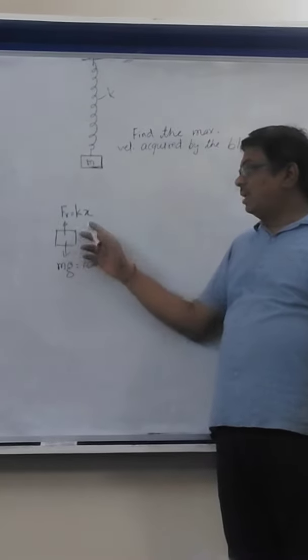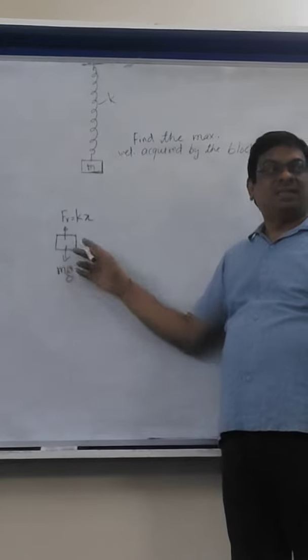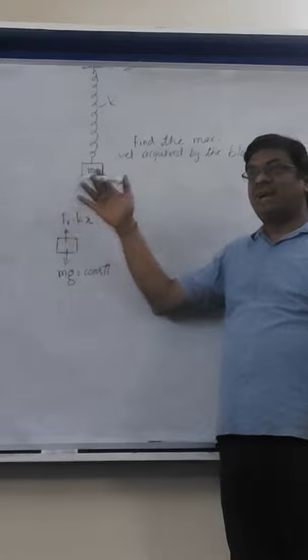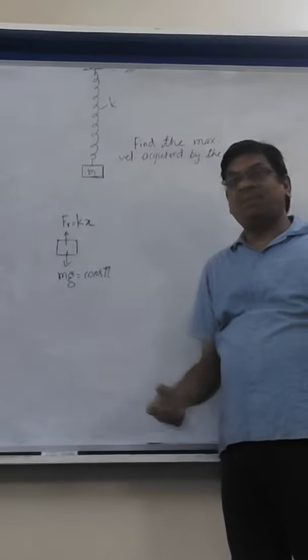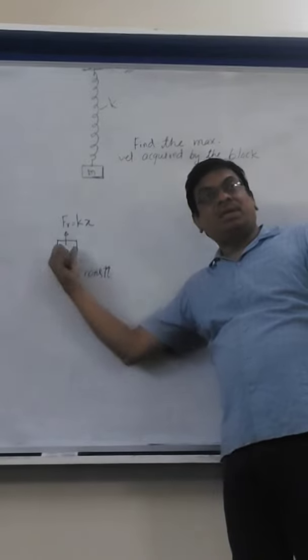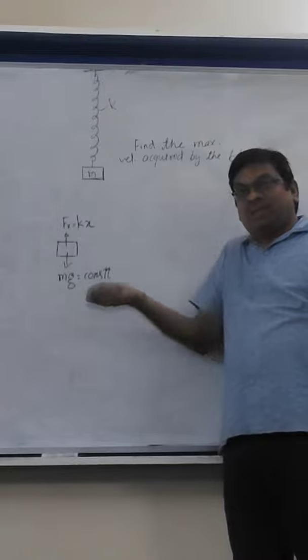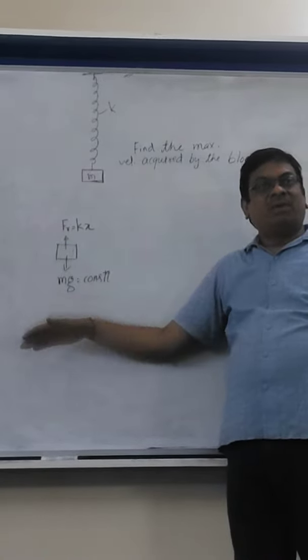So a stage will come when this will be just equal to this. Net force is 0, means acceleration has become 0. So now the velocity will be maximum. Thereafter what will happen? Because of the momentum gain, it will go further down. So kx will now be more than mg. So there will be a retarding force. So the block will slow down and finally come to rest.